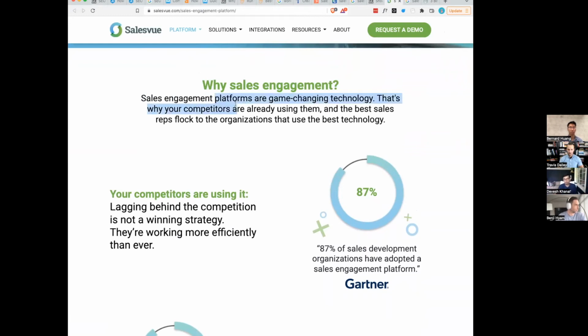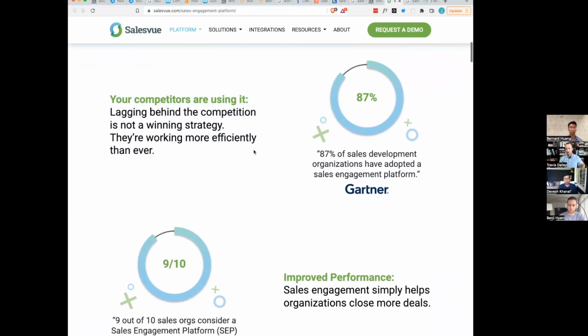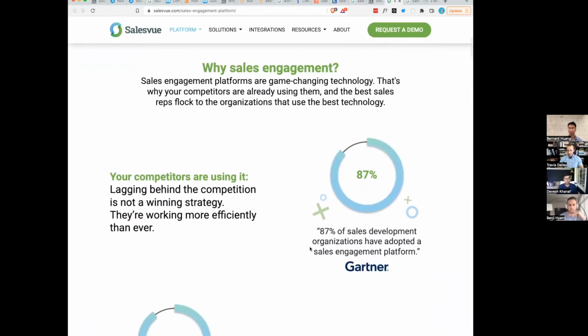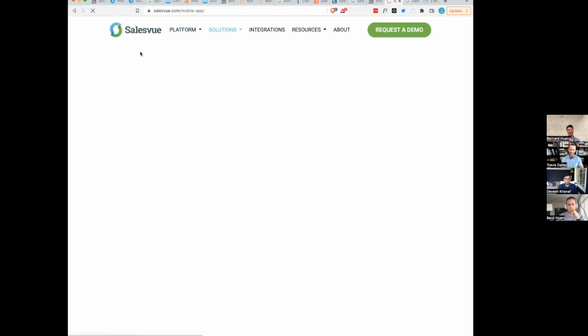So some of the stuff they're putting up here, I think you're starting almost too far back. Someone's Googling sales engagement platform. You're trying to be one of the top results here. And this whole section at the beginning is trying to convince them that sales engagement is an important thing. Well, they Googled for a sales engagement platform, so they're already kind of convinced. So maybe, oops, that was a misclick.